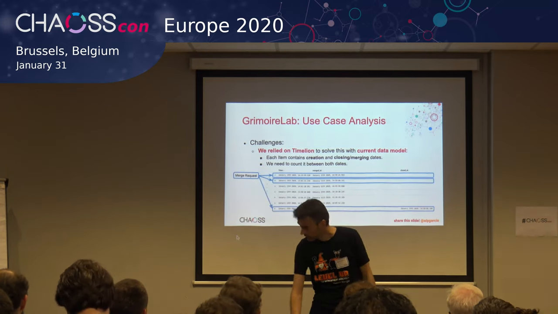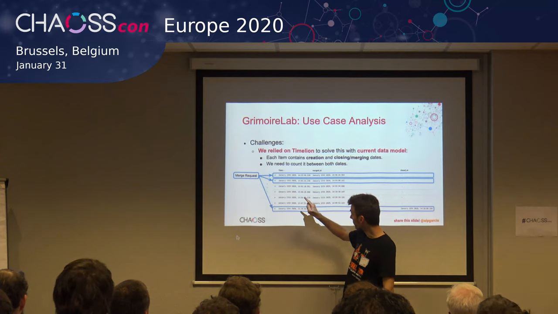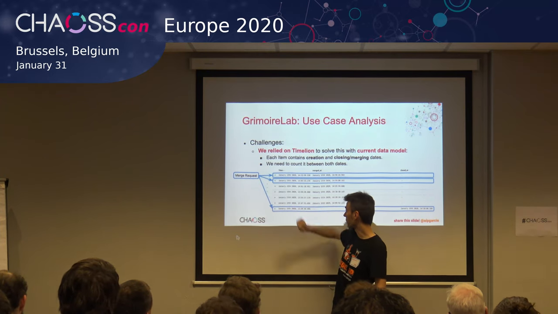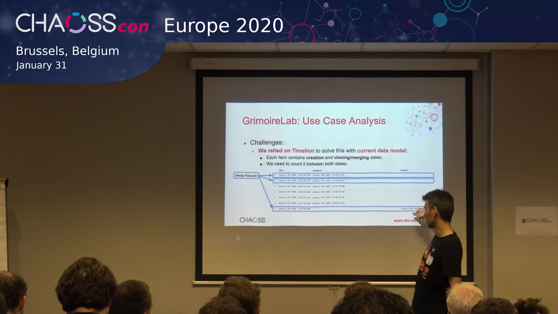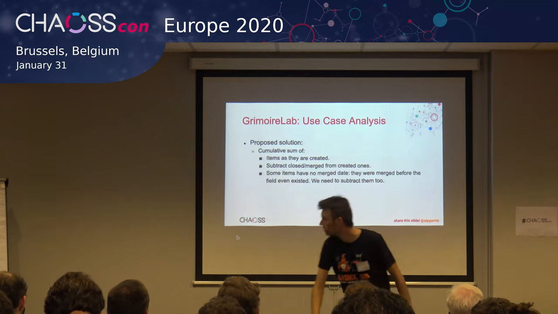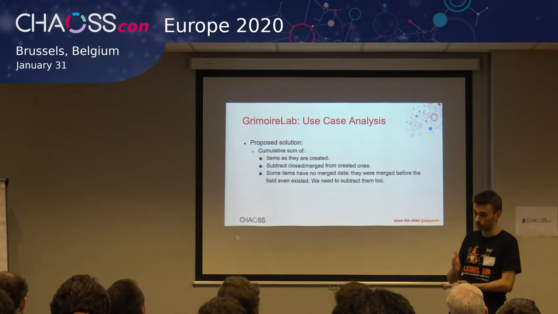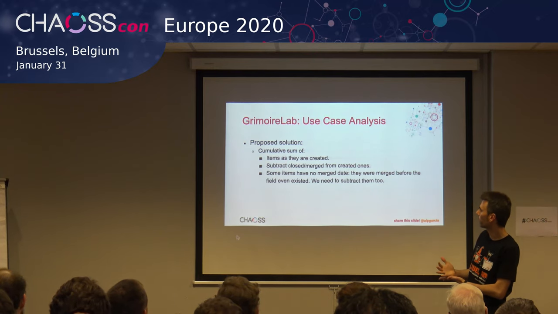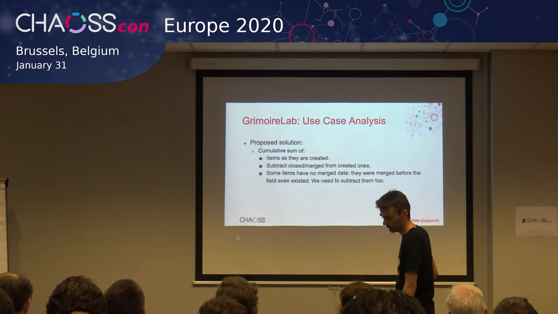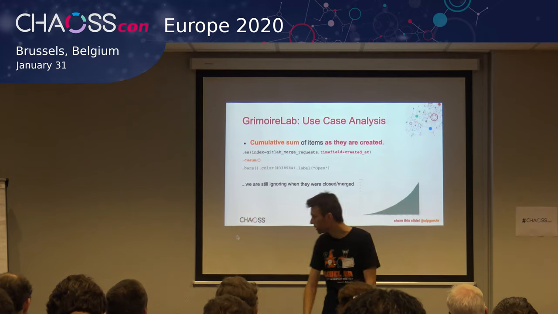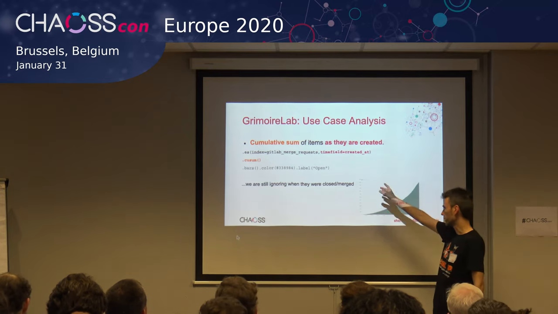So, going quick about the data, what we have for each merge request is the creation time of this merge request, and the date on which the merge request was merged or closed. With this data, what we can do is the cumulative sum of the items as they are created, and from this sum, we can subtract the items that are closed or merged on each specific time range. The idea of doing this is relying on Timeline. Timeline is a tool you have in Kibana, and you can do this kind of expression.